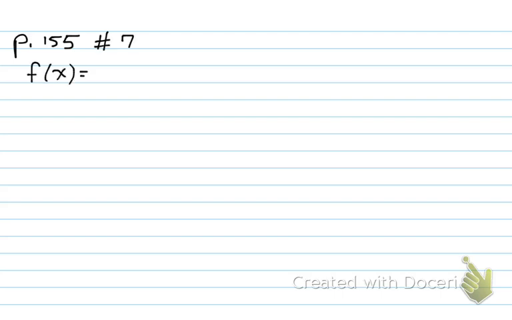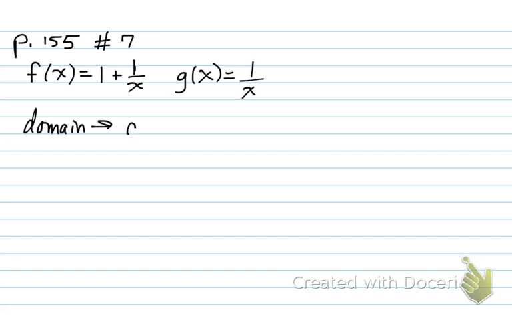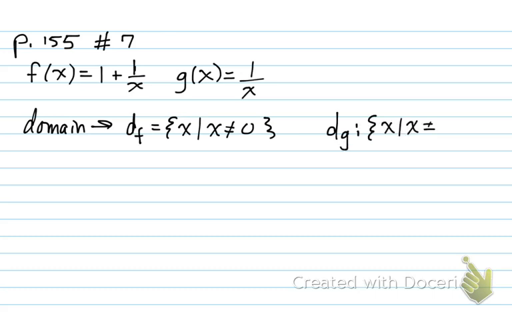This is an example using number 7 from your textbook. They give us the functions f of x and g of x. Go ahead and state the domain restrictions of each individual function. So for the domain of the function f, x can't be 0, and for the domain of the function g, x can't be 0 either.